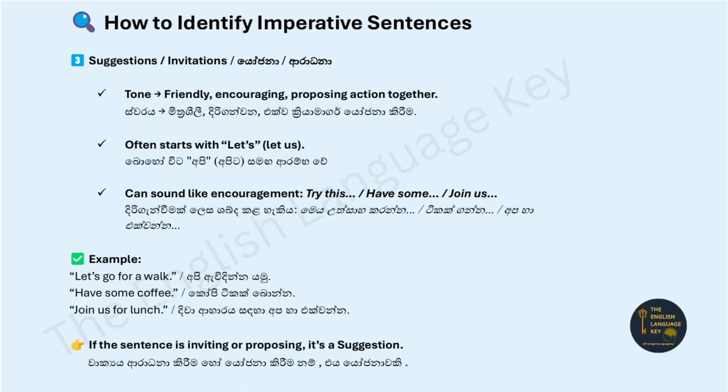The third one, suggestions or invitations. The tone is very friendly, encouraging, proposing action together. Often starts with the word let's. Can sound like encouragement: try this, have some, join us. Examples: Let's go for a walk. Have some coffee. Join us for lunch. If the sentence is inviting or proposing, it is a suggestion.